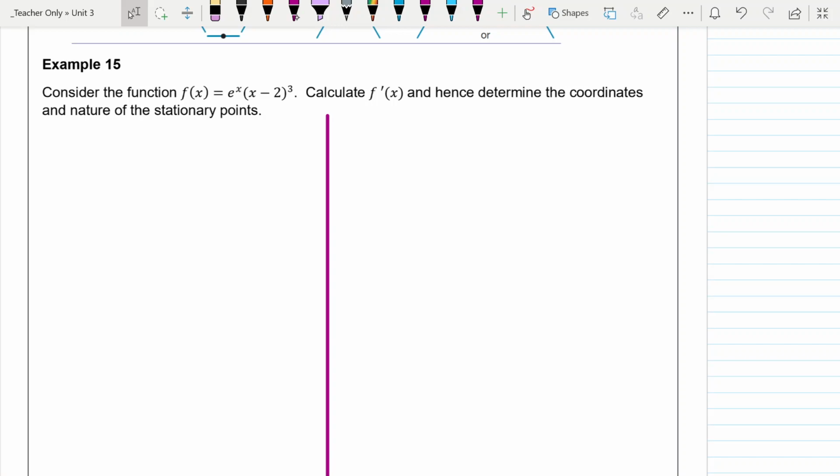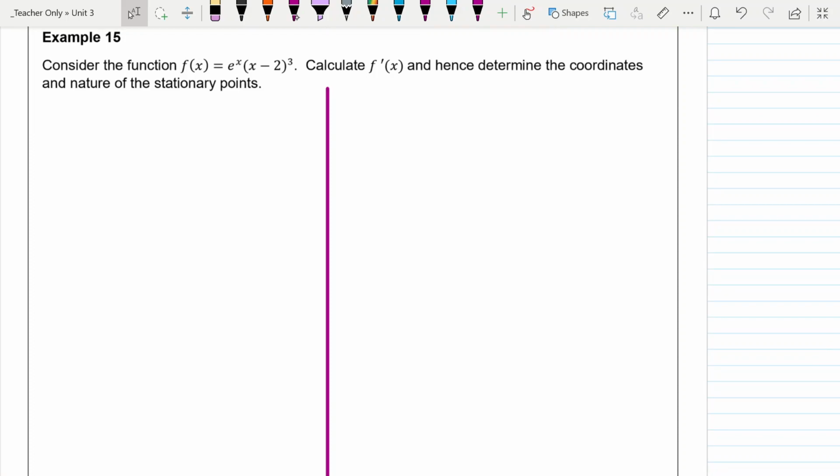Unless the question actually requests you to sketch it, you don't need to sketch it. But please remember that when you are sketching, you need x-intercepts, y-intercepts, any asymptotes, and you need to look at the behavior of the function as x approaches negative infinity and as x approaches positive infinity. Alright, so let's have a look at this question.